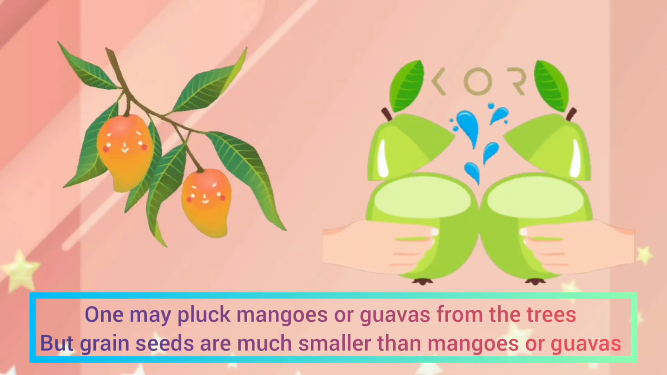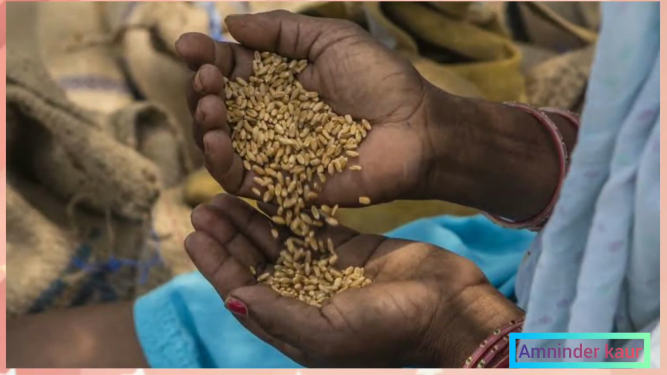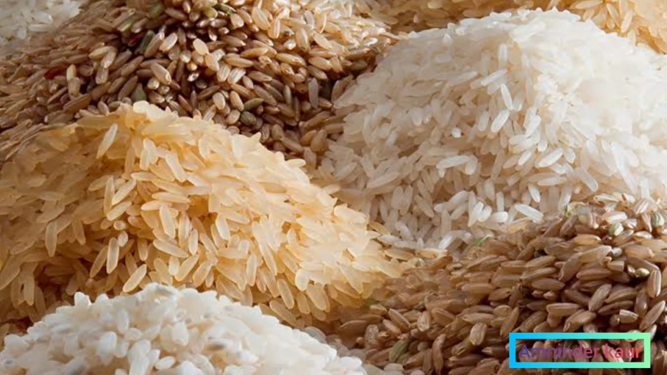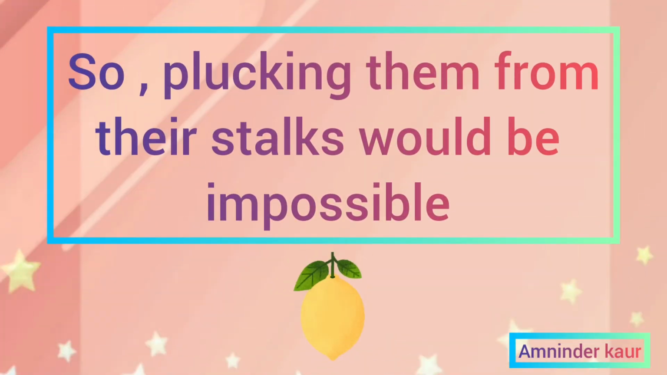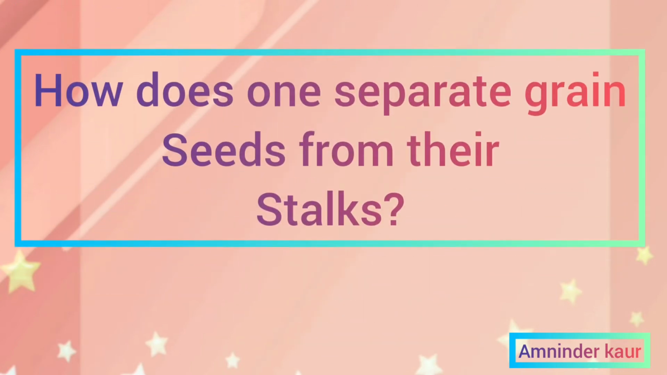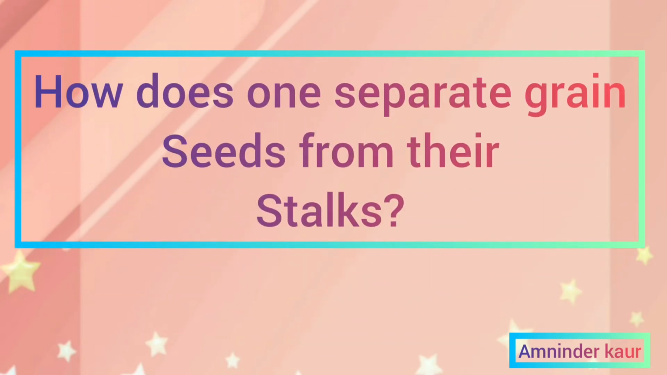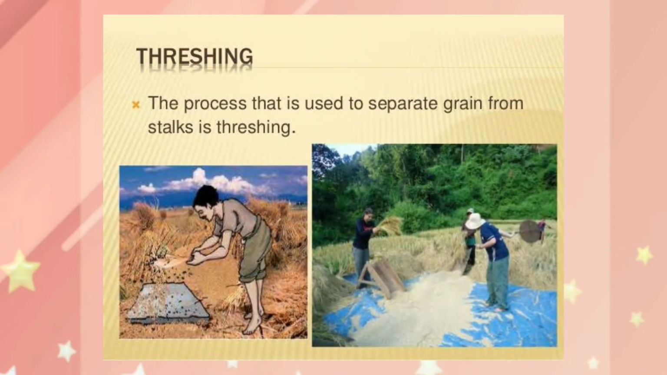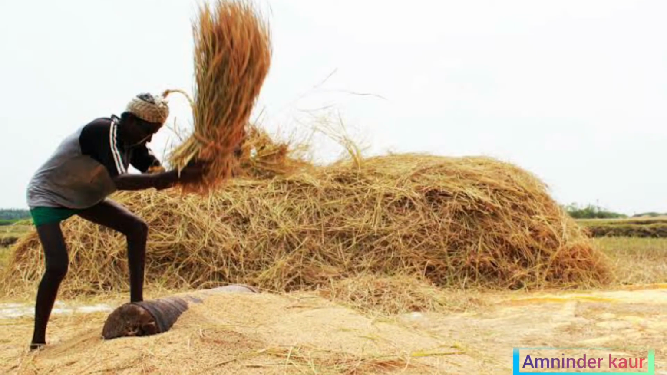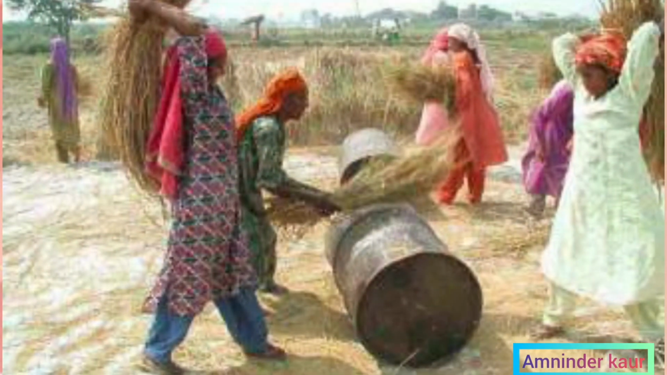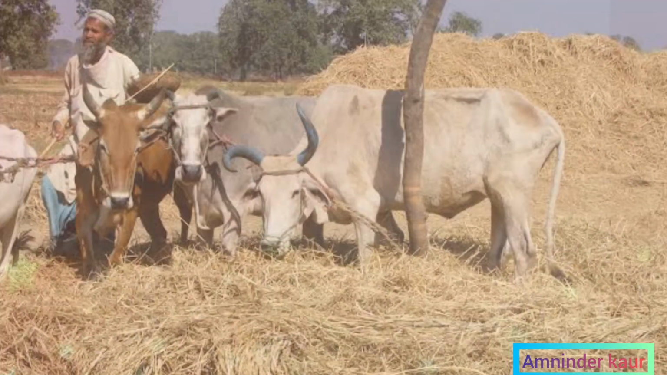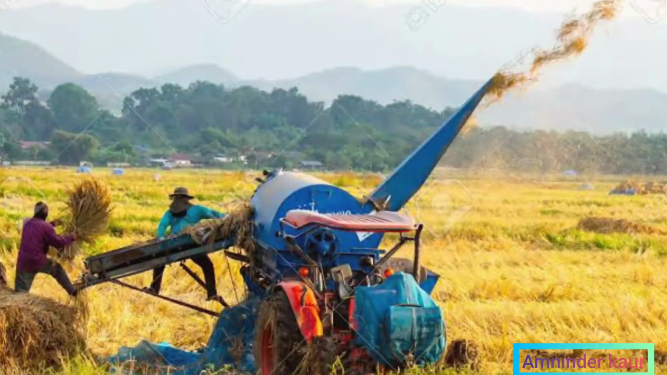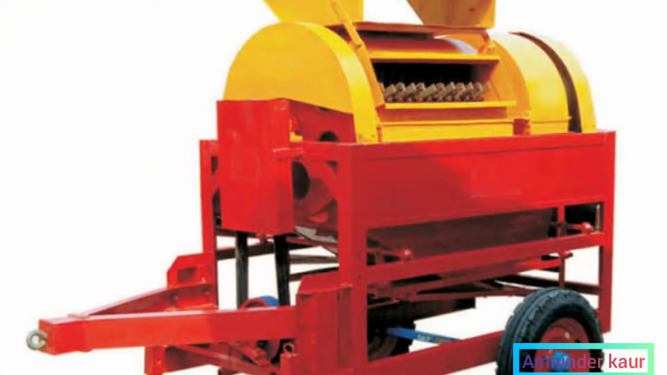One may pluck mangoes or guavas from the trees, but grain seeds are much smaller than mangoes or guavas. So would plucking them from their stalks be possible? No. How does one separate grain seeds from their stalks? The process that is used to separate grain from stalks is threshing. In this process, the stalks are beaten to free the grain seeds. Sometimes threshing is done with the help of bullocks. Machines are also used to thresh large quantities of grain.